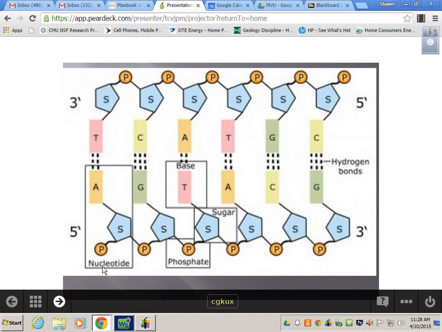So we need to know that DNA is made of monomers called nucleotides, and each nucleotide contains a phosphate group, a sugar, and a nitrogen base. The nitrogen base can change. It can be a purine or a pyrimidine. A purine is an A or a G. A pyrimidine is a T or a C. Hopefully I'll have repeated this so many times that you'll never forget it.